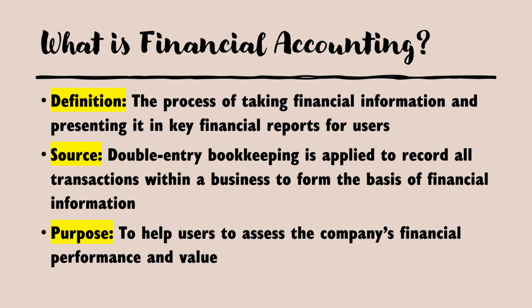Firstly, we will look at what financial accounting is. To define financial accounting, we can interpret that financial accounting is the process in which financial information is transferred into financial reports to allow users to then interpret that information for decision-making purposes and informative purposes. The source of financial information is from double-entry bookkeeping, which is the basis of accounting for transactions. You can watch the related video in the link below, which is about debits and credits in bookkeeping.